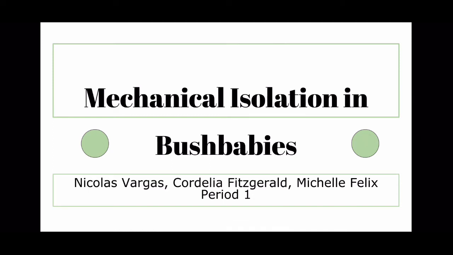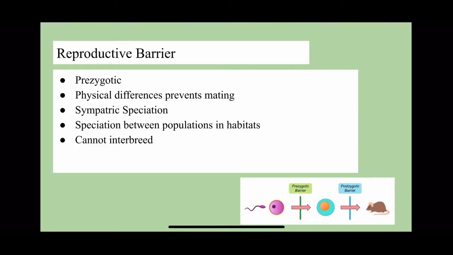Mechanical isolation. Today's example, we will be talking about mechanical isolation in bush babies. So the reproductive area. It is prezygotic, and there are physical differences that prevent mating. It is sympatric speciation. There is speciation between populations and habitats, and they cannot interbreed.